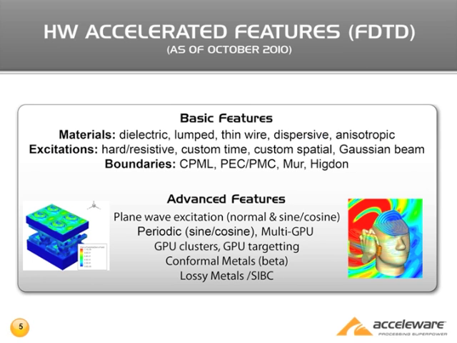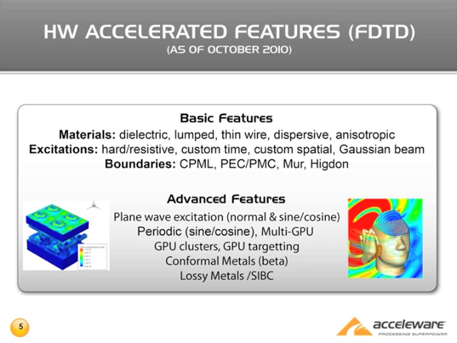In terms of our FDTD feature set, we support all of the basic features that you would get in a software modeling package, which would include dielectric materials, thin wires, dispersive media like Drude-Lorentz-Debye, anisotropic materials. In terms of excitation, we support, again, a wide variety, hard and resistive excitations, a Gaussian beam excitation, and if none of those are of interest, you can, of course, manually set your own excitation in both time and space.